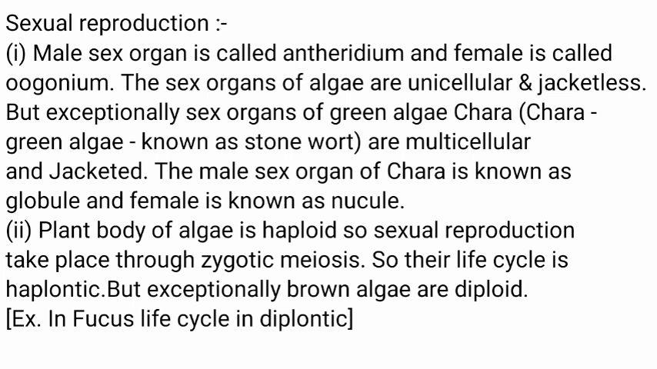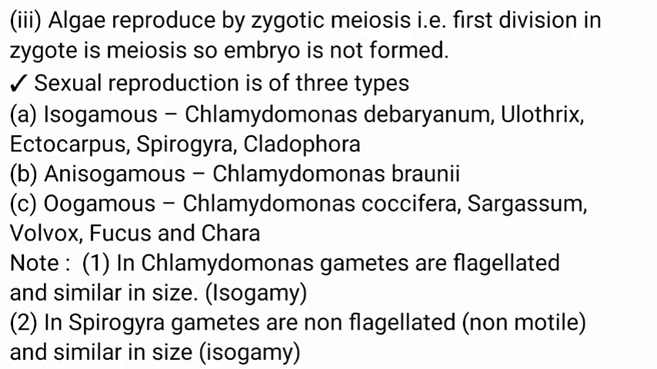The plant body of algae is haploid. So sexual reproduction takes place through zygotic meiosis. So their life cycle is haplontic, but exceptionally brown algae are diplontic. Example, Fucus. In Fucus, the life cycle is diplontic. Algae reproduce by zygotic meiosis. That means the first division of the zygote is meiosis. So an embryo is not formed.